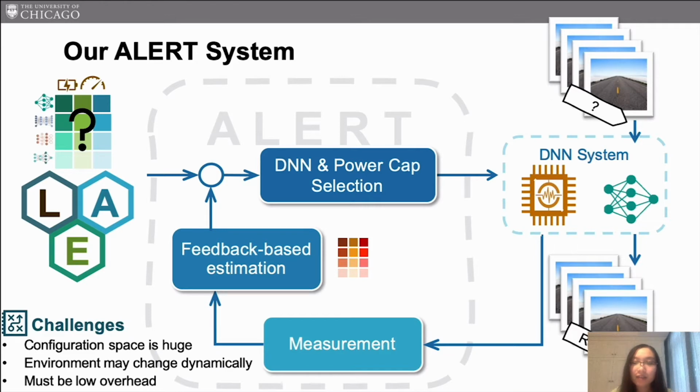Of course, Alert has to come up with new designs to tackle the challenges we mentioned. Instead of making separate estimations for each configuration, Alert only estimates one global slowdown factor that reflects the environmental difference between the profiling and the runtime. This handles the large configuration space with low overhead. We also model the global slowdown factor as a random variable to reflect the system volatility. It allows Alert to make aggressive decisions during stable runtime and conservative decisions in volatile environments.